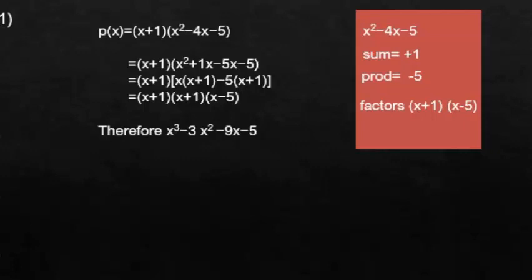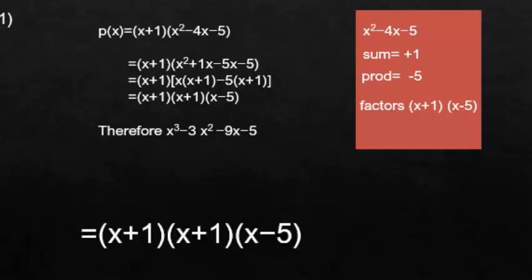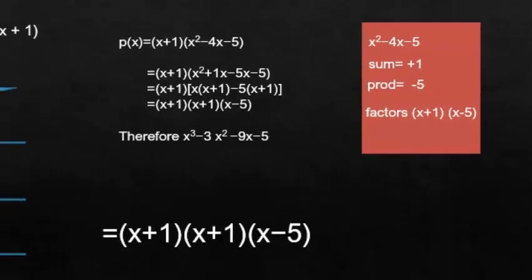And we have already a factor x plus 1. Therefore, the given polynomial px is equal to x cube minus 3x square minus 9x minus 5, which can be written as x plus 1 into x plus 1 into x minus 5.